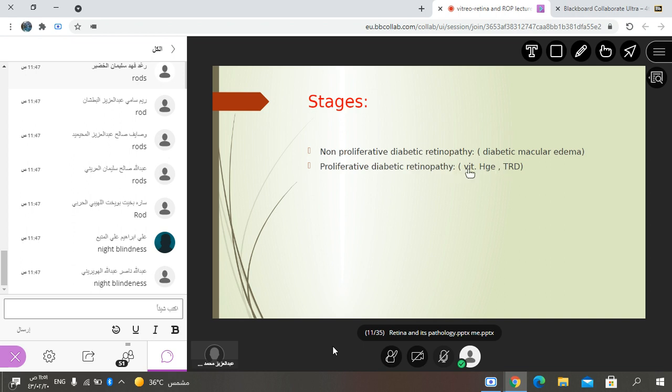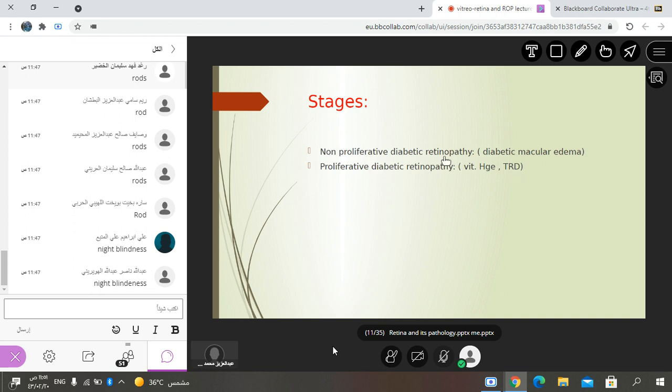Okay? Vitreous hemorrhage, it is self-limiting. It can resolve by itself without any intervention. But in traction detachment, this needs surgical intervention. If it is progressing to traction plus rhegmatogenous retinal detachment, this is the most worrisome and bad prognosis in these patients.